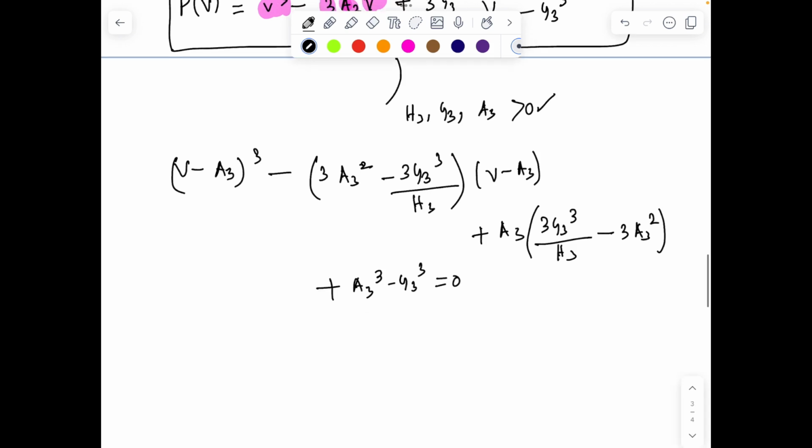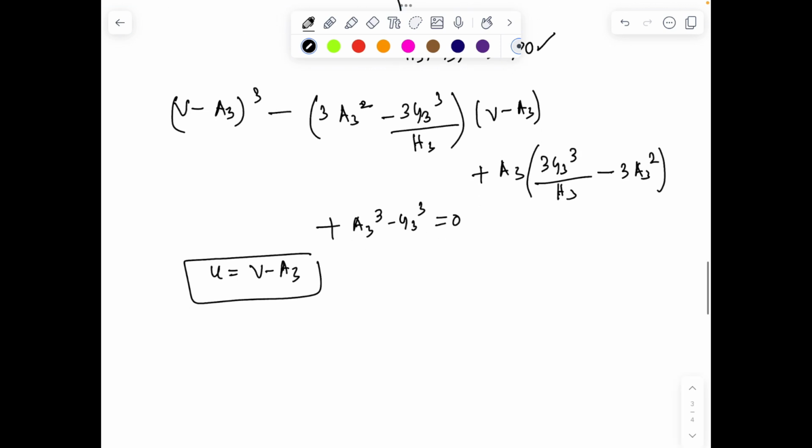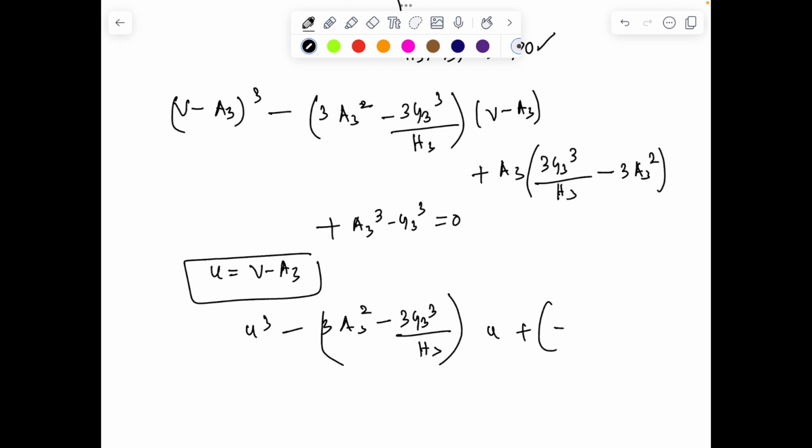Now we can make a substitution, U equals B minus A3. So we have U cube minus 3(A3 square minus G3 cube by S3) times U plus the leftover, minus 2A3 cube plus 3A3 square by S3 minus G3 cube, equals 0.